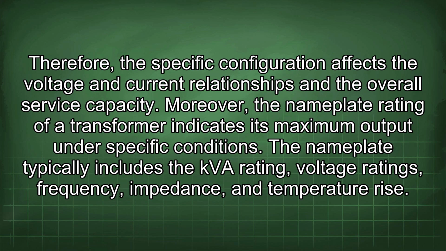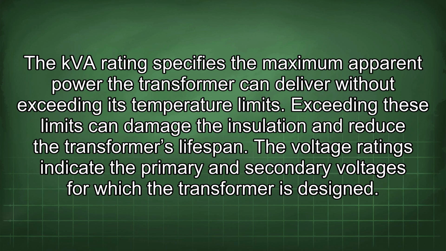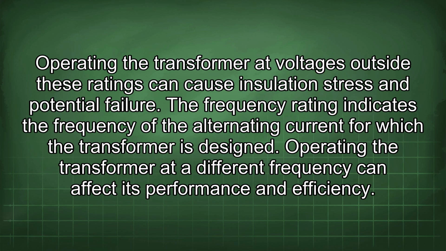Moreover, the nameplate rating of a transformer indicates its maximum output under specific conditions. The nameplate typically includes the kVA rating, voltage ratings, frequency, impedance, and temperature rise. The kVA rating specifies the maximum apparent power the transformer can deliver without exceeding its temperature limits. Exceeding these limits can damage the insulation and reduce the transformer's lifespan. The voltage ratings indicate the primary and secondary voltages for which the transformer is designed. Operating the transformer at voltages outside these ratings can cause insulation stress and potential failure.